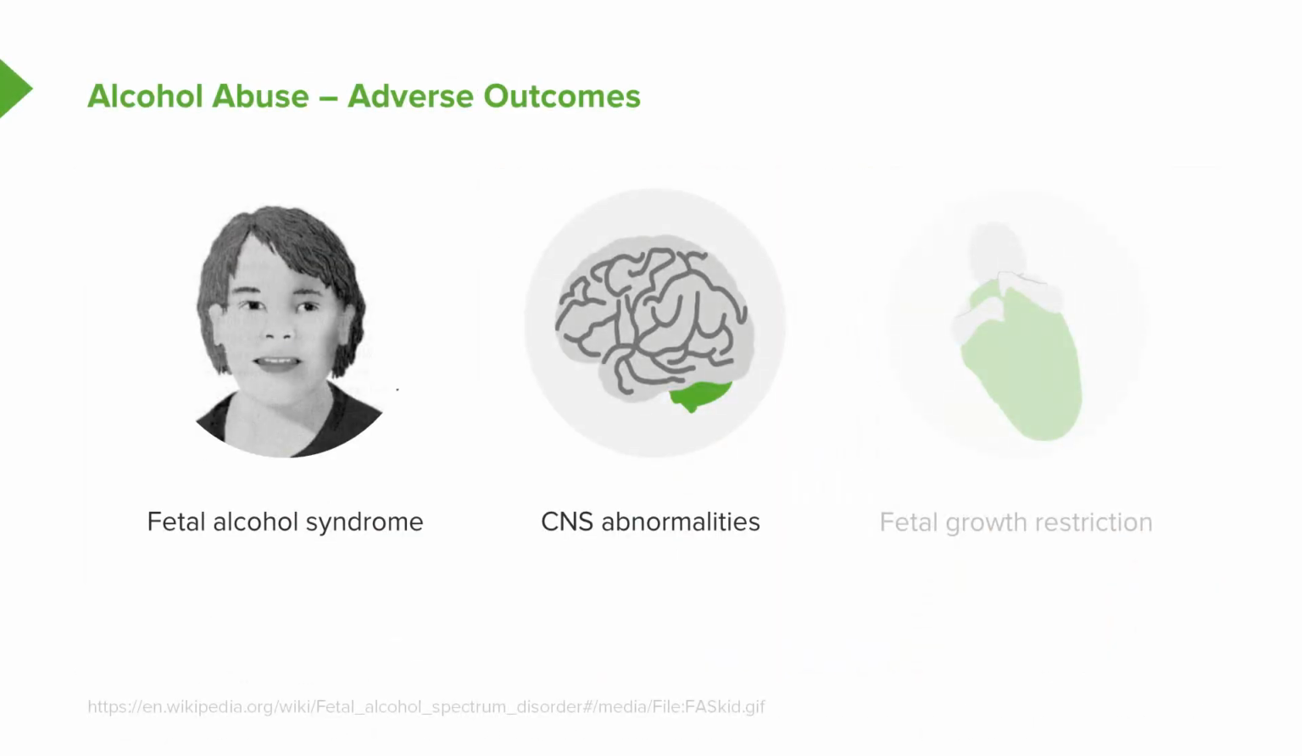So there are two other adverse outcomes that we see in pregnancy when women drink alcohol. One is CNS abnormalities, and this is mostly manifest in the way of mental retardation, and that's seen throughout the life of the child. The other is fetal growth restriction. Now, it's important to note that no safe lower limit has been established for alcohol use in pregnancy. Therefore, our stance is that women should not drink alcohol in pregnancy. Otherwise, they may experience any of these adverse outcomes that we've discussed.